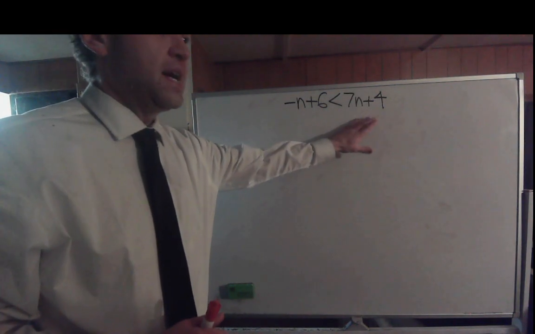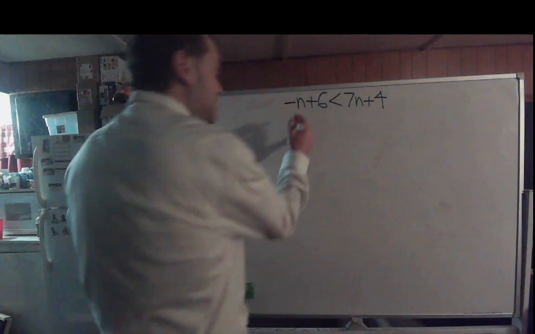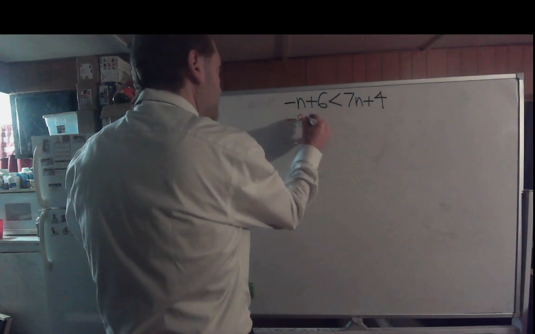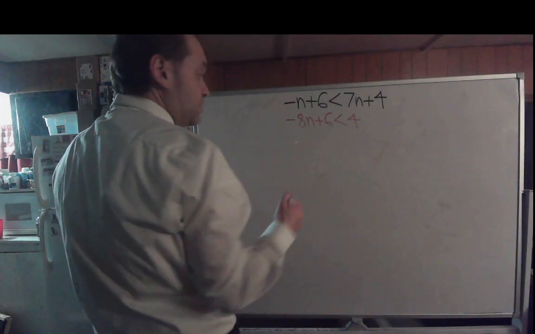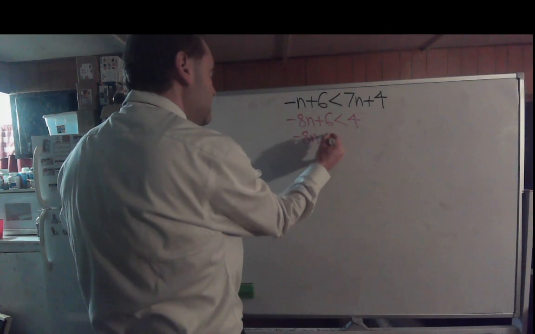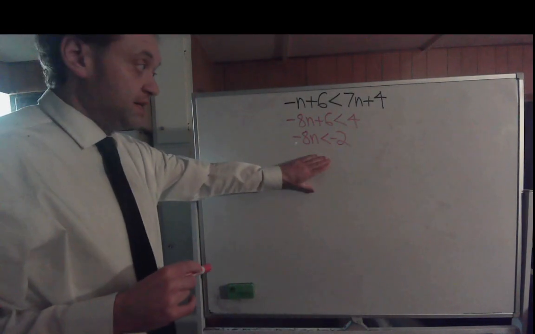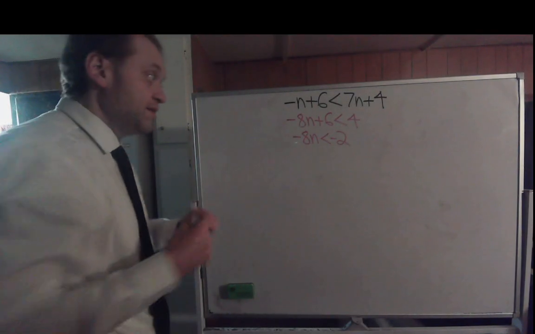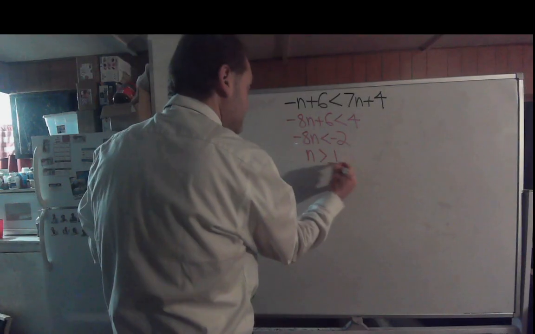So again, you have the variable on both sides. I would say get rid of the variable out of the right-hand side and have it only on the left. So that means you need to subtract 7n from both sides. If you do that, you'll end up getting negative 8n plus 6 is less than 4. Which then, of course, subtract 6 from both sides to get that negative 8n by itself. So you would get that negative 8n is less than negative 2. Now, of course, we just want to solve for n, so divide both sides by negative 8. You would get that n is greater than positive 1/4.